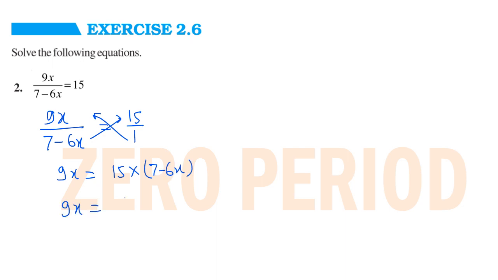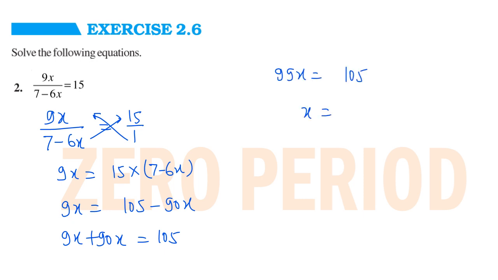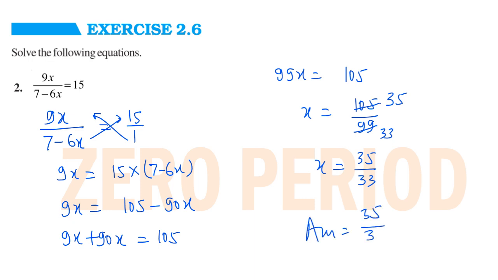9x is equal to 15 sevens are 105 and 15 sixes are 90x. 9x plus 90x is equal to 105. Next part is 99x is equal to 105. So x is equal to 105 upon 99. It can be cancelled by 3, I think. Yes, 3. 3 threes are 9, and 3 fives are 15. x is equal to 35 upon 33. So this is the answer of this question.